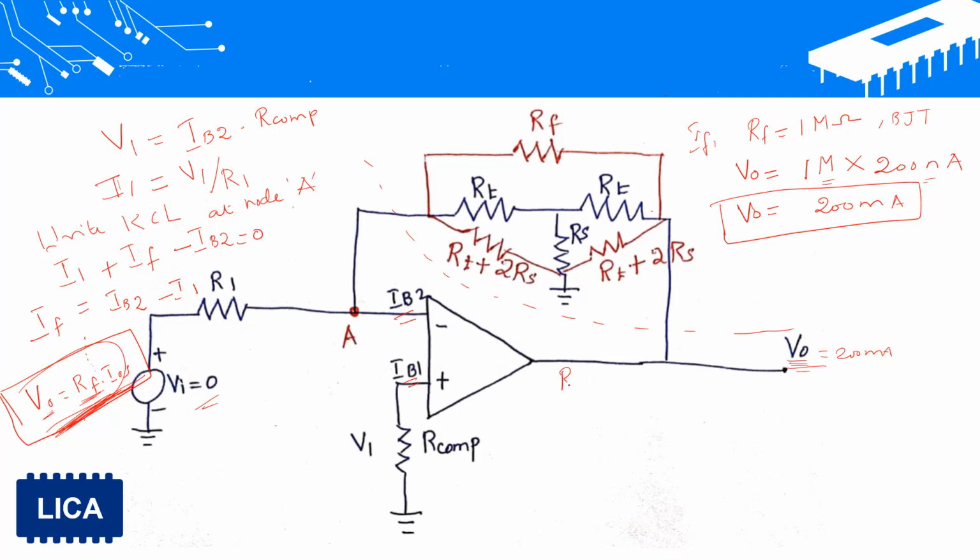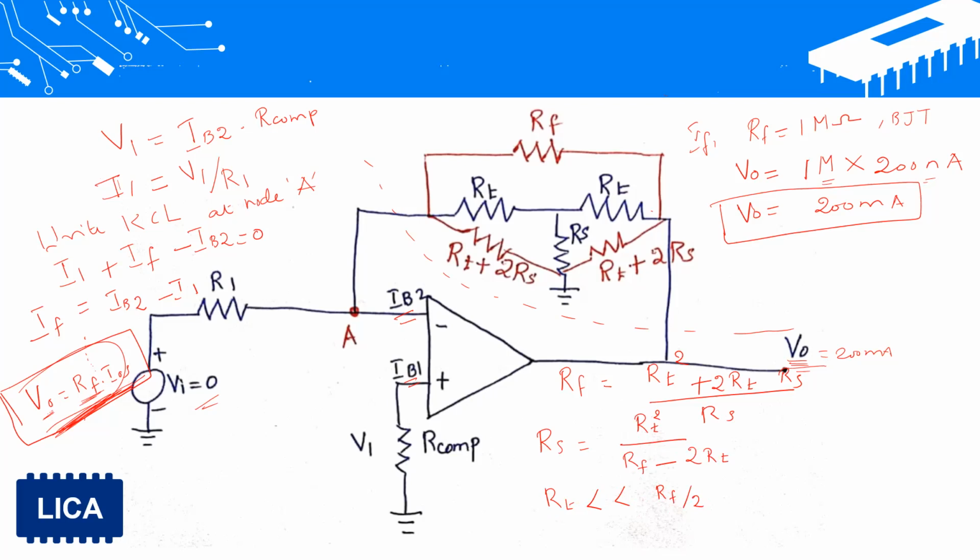So what is RF? The RF value we have to find is RT square plus 2RT RS divided by RS, the series resistance. Then RS, the series resistance, equals RT square divided by RF minus 2RT. Then the condition is RT we have to make very small compared to half of the RF. So this is the value of RF and RS.